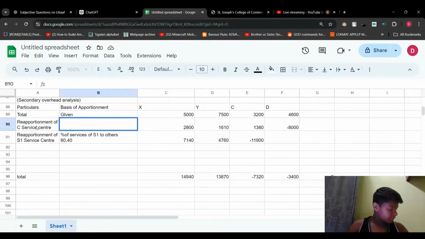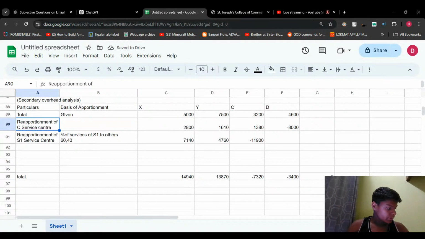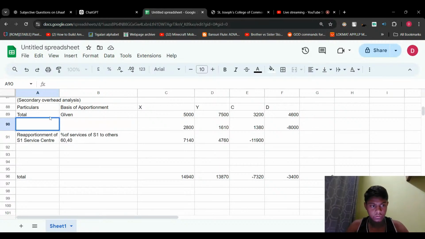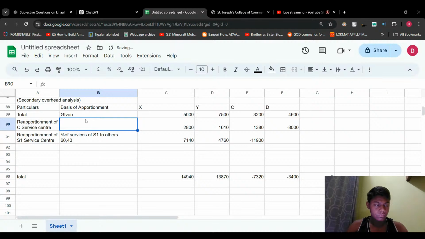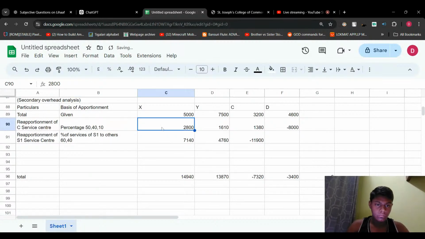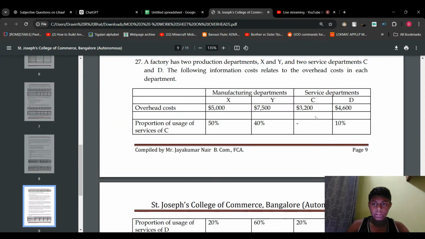Okay, so reapportionment of service center. The percentage is what is given. Percentage is given: 50, 40, 10. How do I know it? Because they are given over here, 50, 40, and 10.